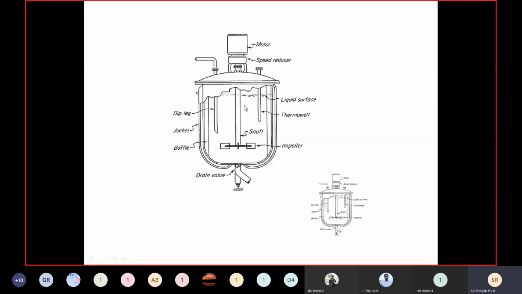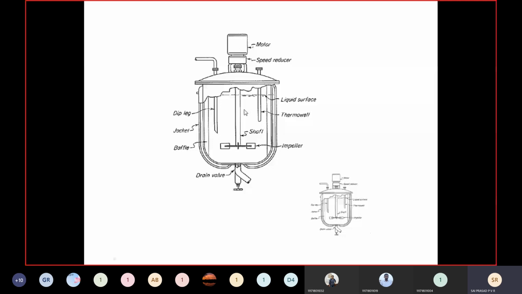Otherwise, no, we cannot transfer the data. Data will be different. So we know the data for this. We are supposed to find the data for the large process vessel. So for our simplicity, the pilot plant vessel is denoted by the numeral 1 and the large process vessel is denoted by number 2 for our mathematical manipulations.